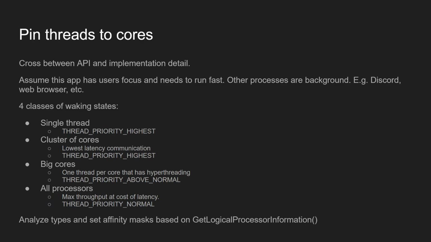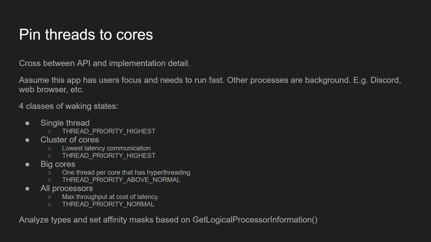This brings us to what is somewhere between an API interface versus an implementation detail. I assume that because this is for a game, that the game is going to have the user's primary focus and attention, and then other processes are mostly background tasks. With that in mind, I pin threads to the cores. I then have 4 different classes of waking states depending on how I'm going to be using the CPU.